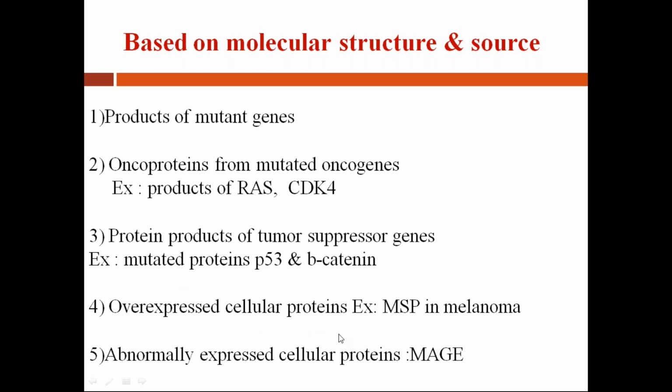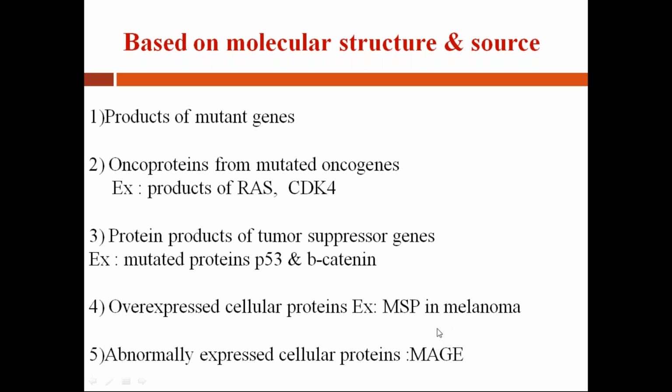Overexpressed cellular protein, the example they have given in your textbooks is melanocyte specific protein in melanoma. Usually this protein is present in very minimal amounts in the normal melanocyte. But if that melanocyte undergoes a malignant transformation, in that malignant cell, it is expressed in more amounts. So that is abnormal.